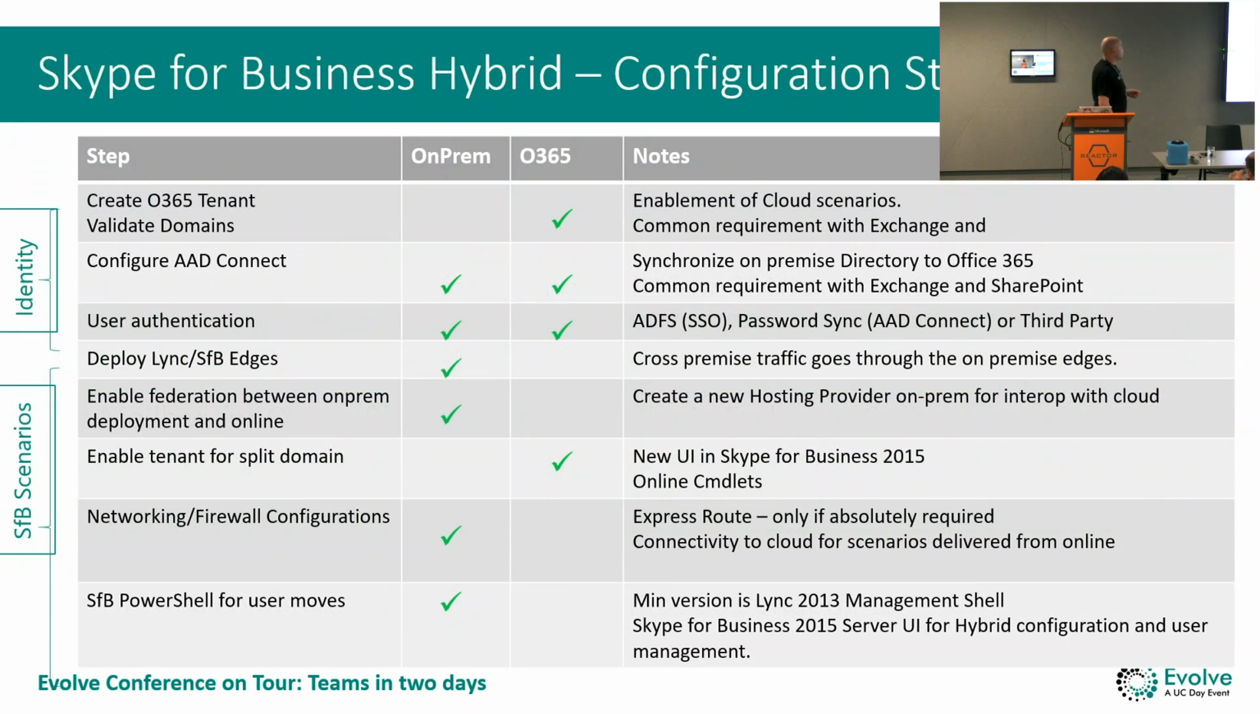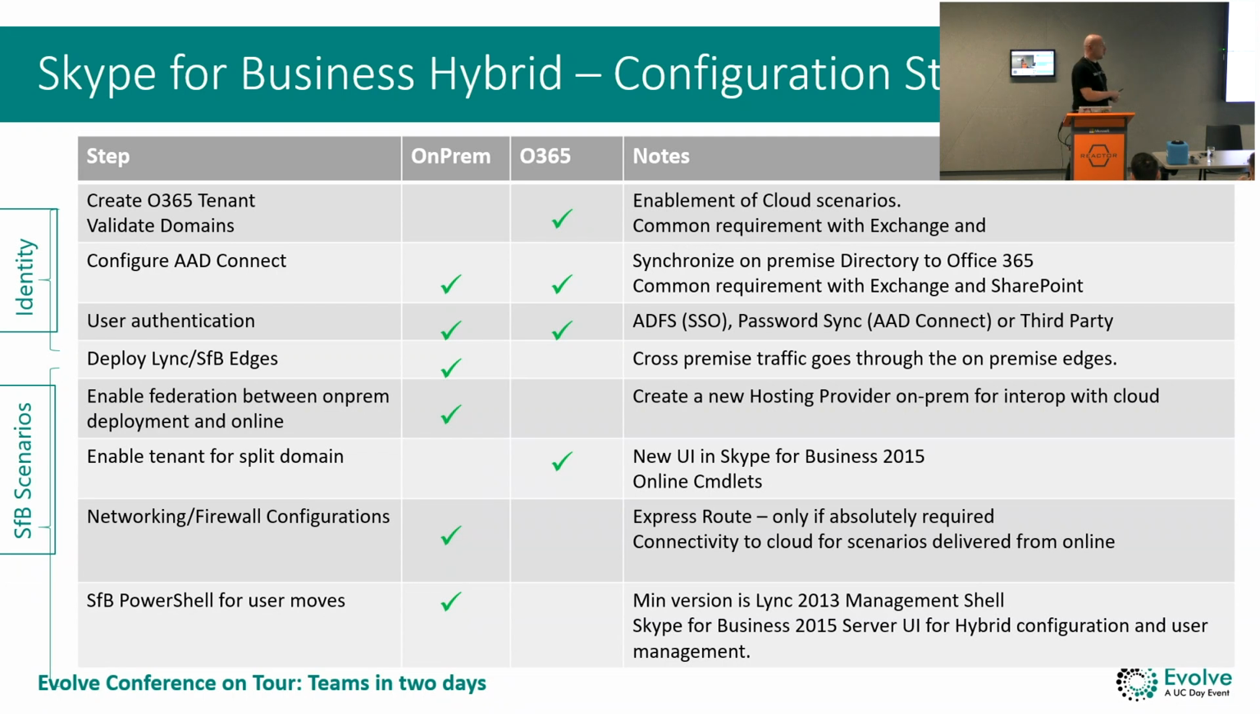And we'll go through the following steps. So we need to make sure that our domains on-prem, our SIP domains, are validated within the Office 365 tenant. We need to set up Azure AD Connect and synchronize our directory to the cloud. People need to be able to sign in. And if we haven't already, then we'll need to deploy edge servers to make sure that the cross-premises traffic, IM and chat that's going between our on-premises Skype for Business users and people who've been migrated can go through the edge servers. We need to make sure that we've got federation enabled.